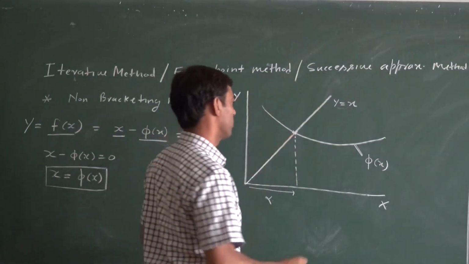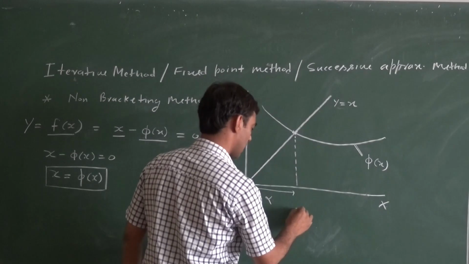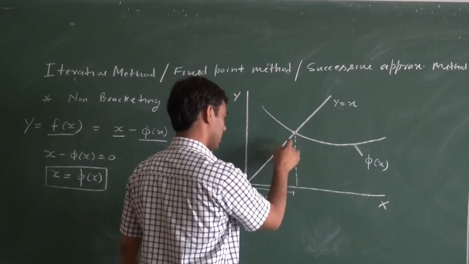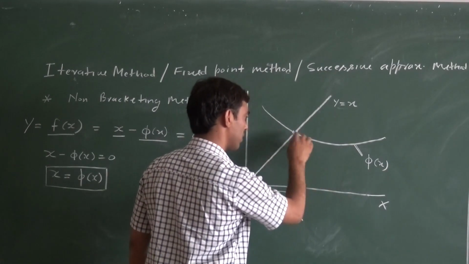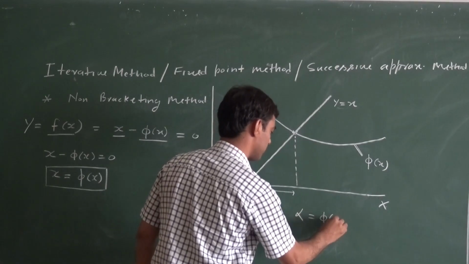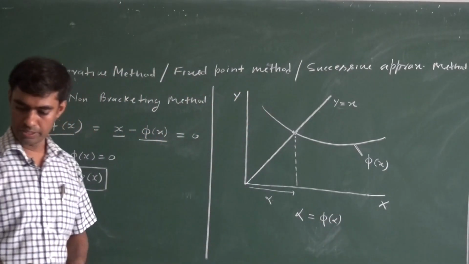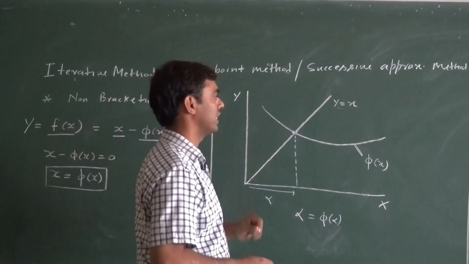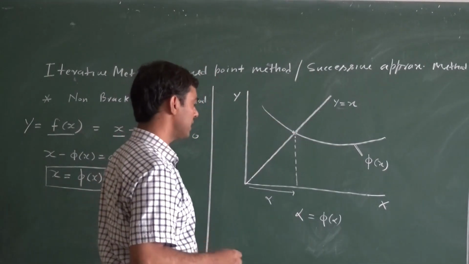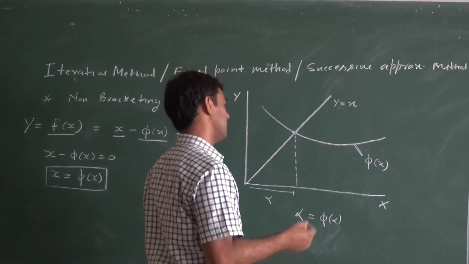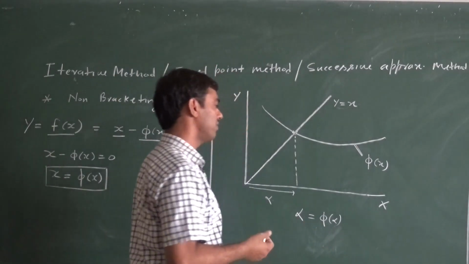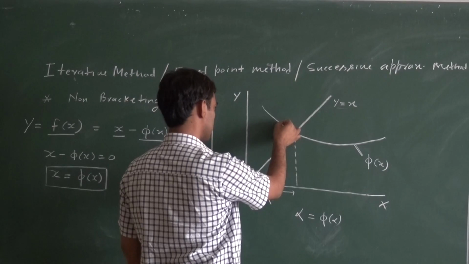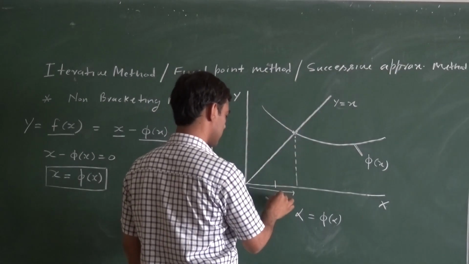So, at this point, what is the value of this straight line? This is alpha, and the value of the function is phi(alpha). So, what is our aim? Our aim is to find this point of intersection. Initially, we take any arbitrary point as an initial value. Suppose we start from x0.